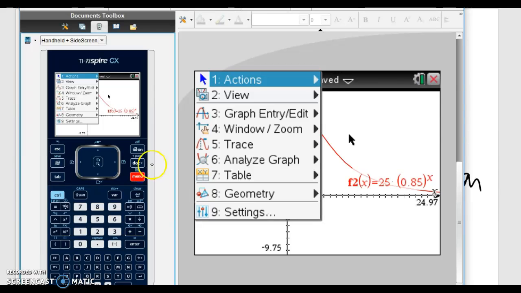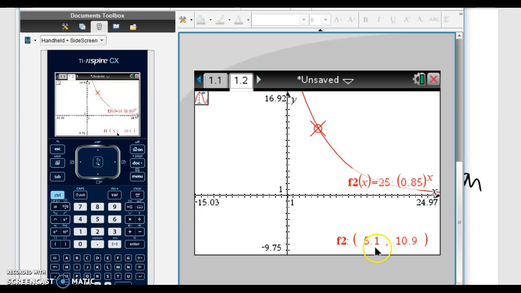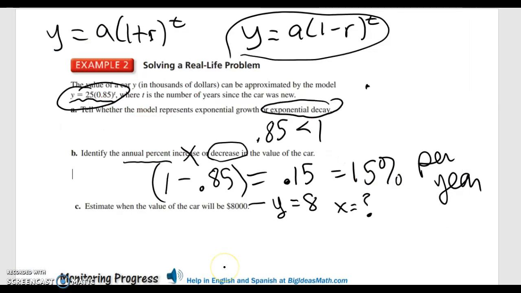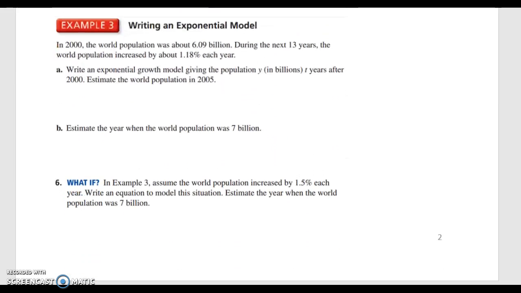Now we're going to trace. So press menu, trace, and then do a graph trace. You can see at the bottom I have my x and my y coordinate. I'm looking for when y is 8. So I'm going to continue tracing until I get as close to 8 as I can. As close as I can get to 8, I'm at about 6.9 or 7. So let's write that into our notes. X will equal about 7 years. The car will be worth $8,000. Monitoring progress we'll look at in school.